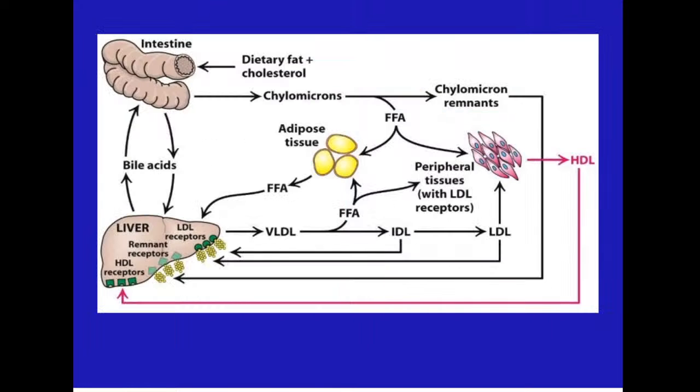Let's look at the very simplified scheme of lipoprotein formation and circulation after formation of chylomicrons in the intestinum, after the uptake of dietary fats. Look, bile acids are secreted to the intestine and then reabsorbed. The enterohepatic recirculation is shown here.